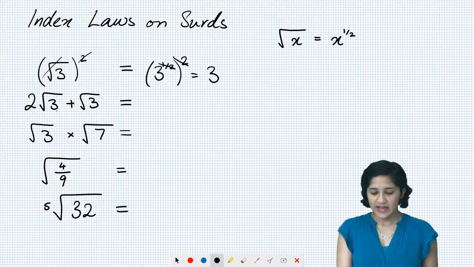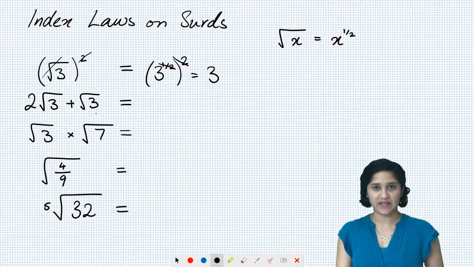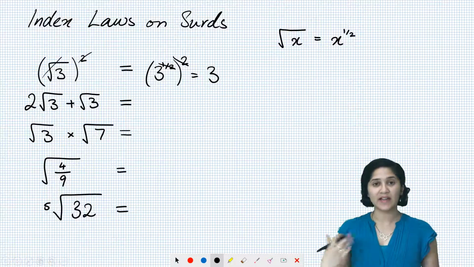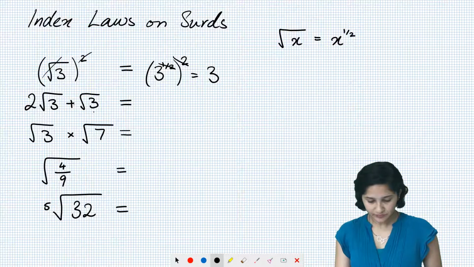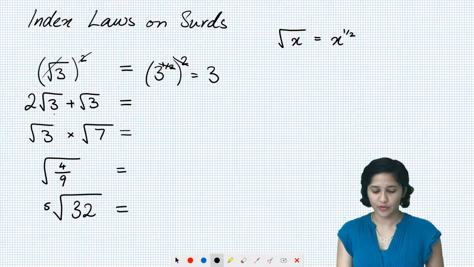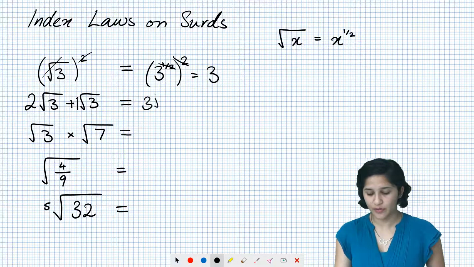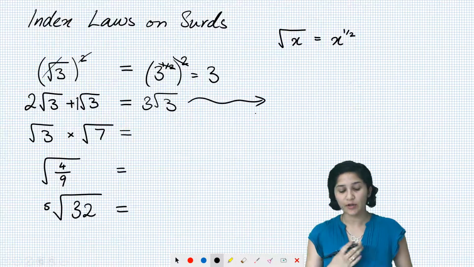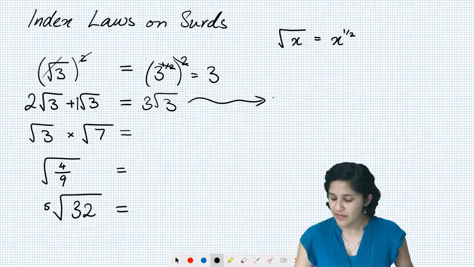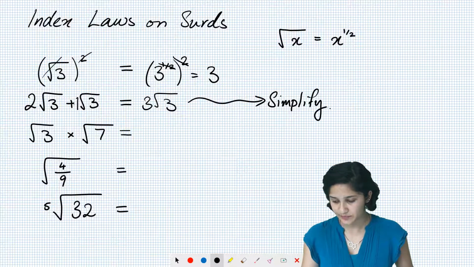Alright. Now when we're adding surds, again we look at like terms. So if it's the same surd, we can add those together. And so we've got 2 of root 3 and 1 of root 3. So in total we've got 3 root 3 here. So it's important that the surds look the same. That's why it's important that we simplify our surds, which we'll see in the next slide.